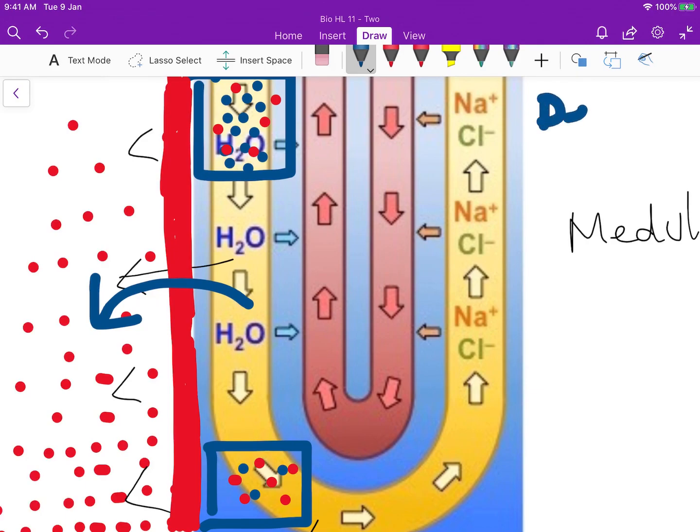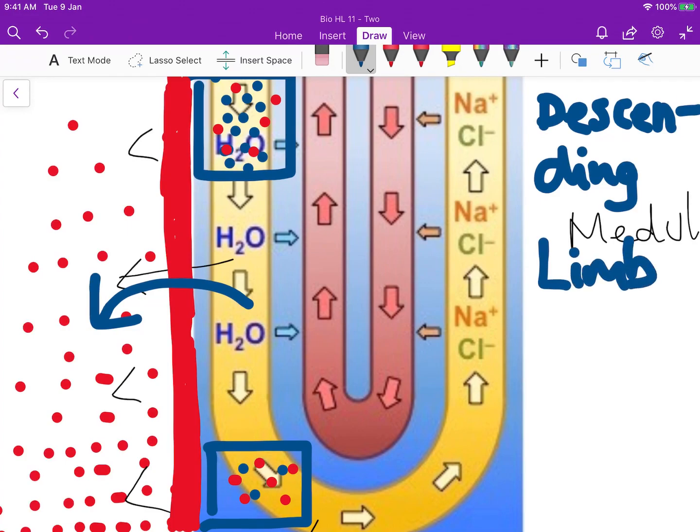This is the descending limb, because it's going down. So in the descending limb, water moves out because of the salt concentration. As we get down to the bottom of the kidney, it gets saltier and saltier. Now that's a real advantage down here, because even when we've absorbed lots of the water out down in this box here, meaning that we have an increased overall solute concentration because we've removed the water, we will still be able to absorb some of the remaining water.